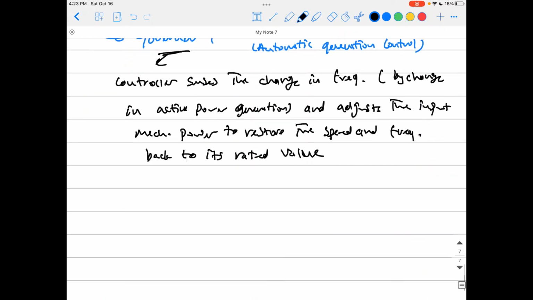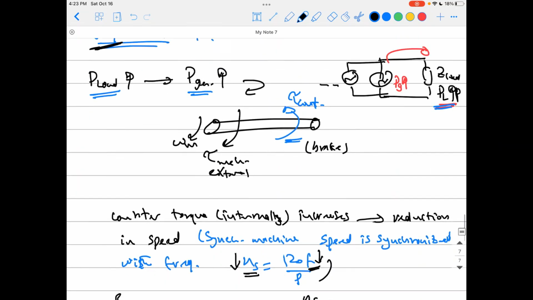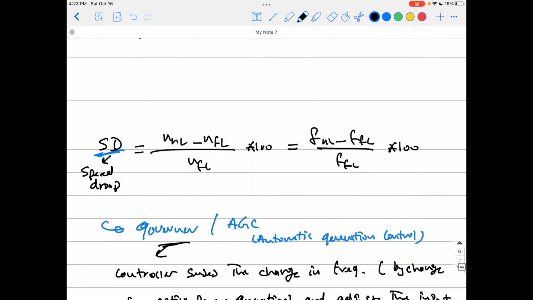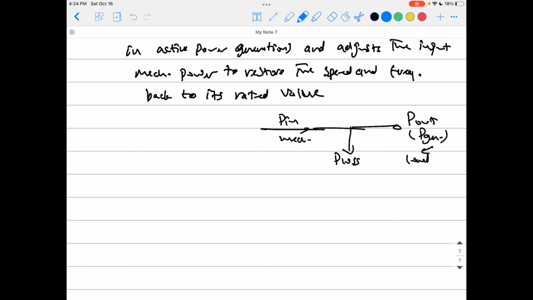Okay, so the same idea, but here you control the speed of the machine by playing with the mechanical power input. Remember, the whole point is you have an input mechanical power to the generator, and you lose some of it, and the rest goes out to the load. That is the P generated going to the load. If this goes up, like we said, the speed will go down unless you increase this P input, the mechanical power here.